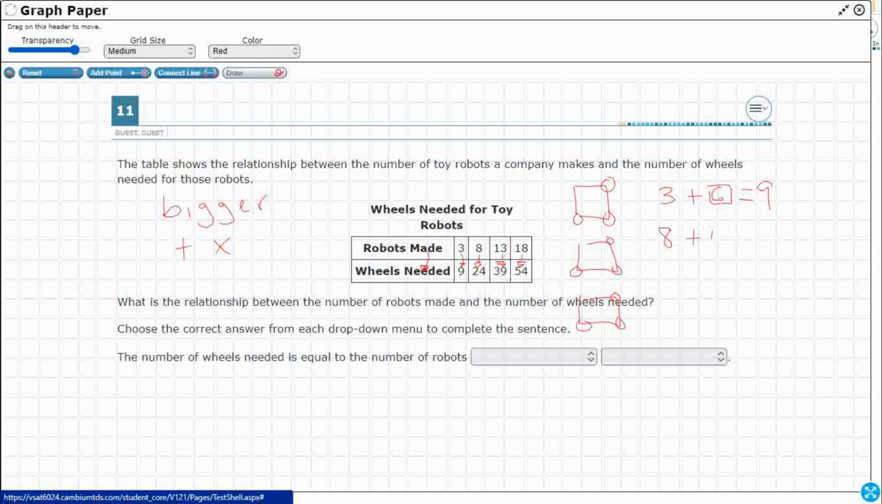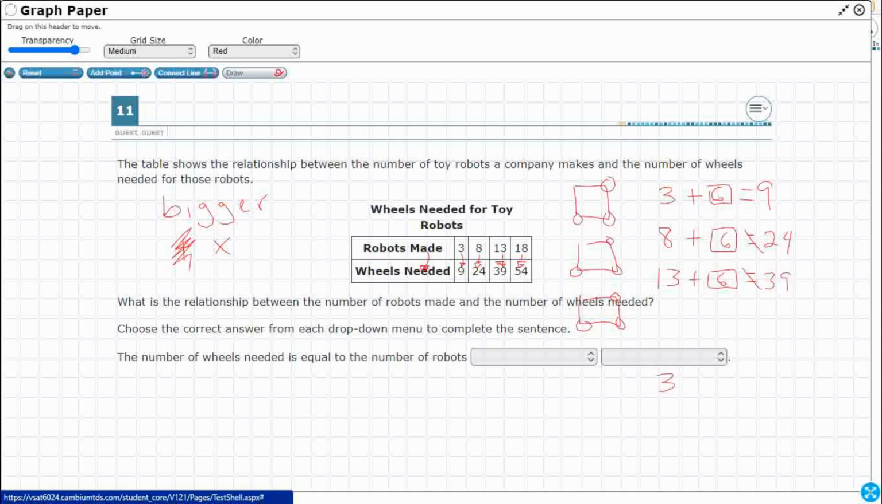8 plus 6. It's supposed to equal 24, but 8 plus 6 makes 14. So that doesn't work. I think it's not going to work for this next one either. 13 plus 6 is 19. Whoa, it's supposed to equal 39. Okay, so adding is not working. Let's try multiplying.